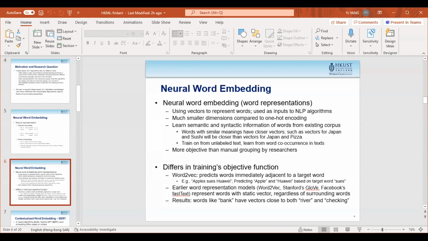For example, if you look at the word bank in this low-dimensional word embedding space, the word embedding of bank will be close to the word river, because sometimes people talk about a river bank. And it's also close to the word checking, because checking account is sometimes mentioned in the context where bank is also mentioned. So the result is that a word like bank has a vector close to both river and checking.